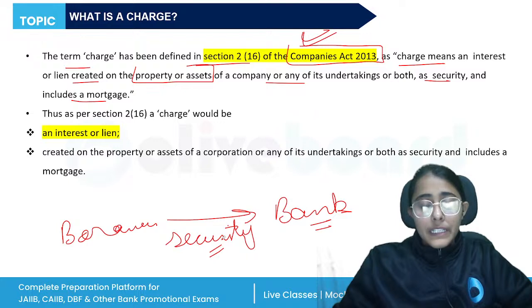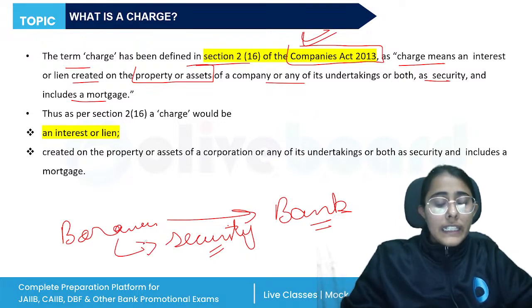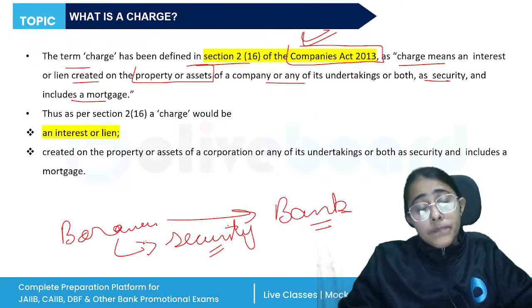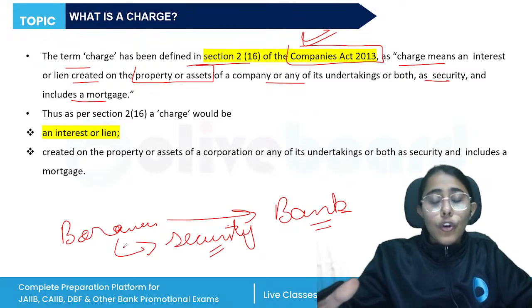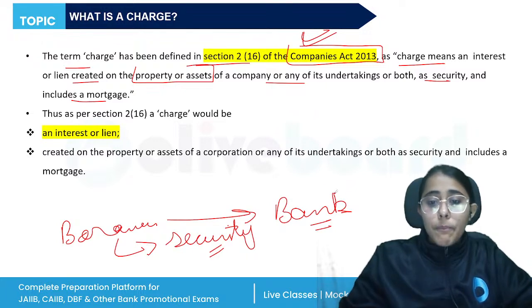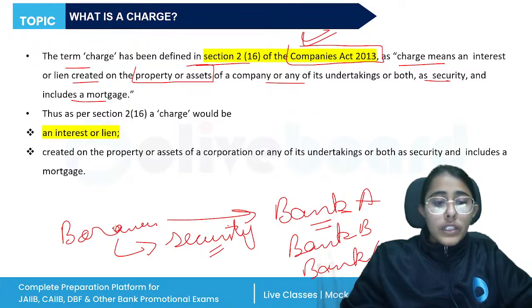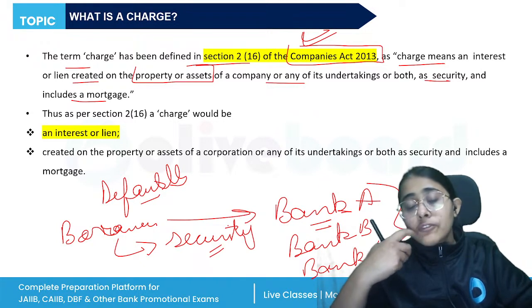Now why is this concept of charge given? Let's say the borrower takes this security, and if they had not given the possession and had only created a mortgage with a deposit of title deeds, they can again get the loan on the same security or the same property from another lender, let's say from bank A, then bank B, and then bank C, right? Now if the borrower defaults on the payment of the loan, all of these lenders can come and ask for the repayment.